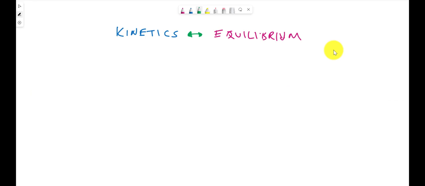So the last thing I want to do in this chapter is just make some explicit connections between some of the formalisms in kinetics and those of equilibrium. And I've alluded to both in both chapters so far, but I haven't made it abundantly apparent, and I just want to do that really quickly.